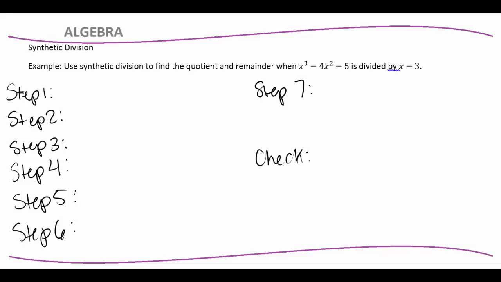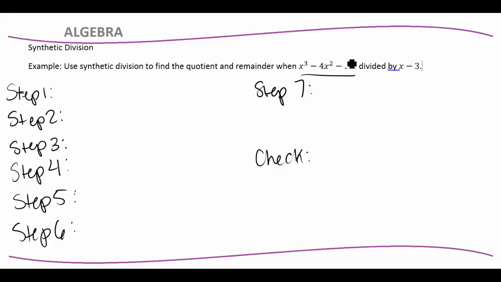Use synthetic division to write the quotient and remainder when x cubed minus 4x squared minus 5 is divided by x minus 3. Step 1, write the dividend in descending powers of x. Our dividend x cubed minus 4x squared minus 5 is already in its descending order.